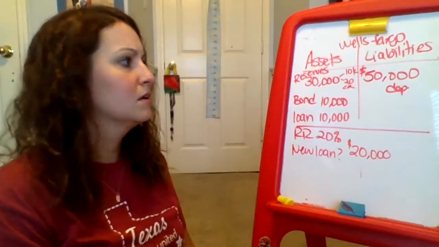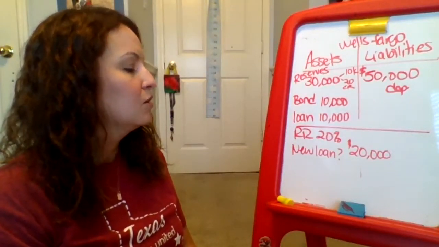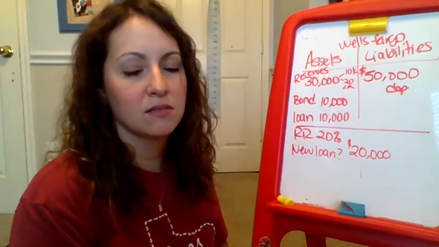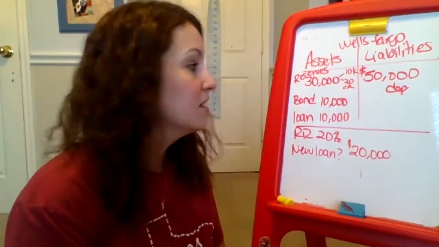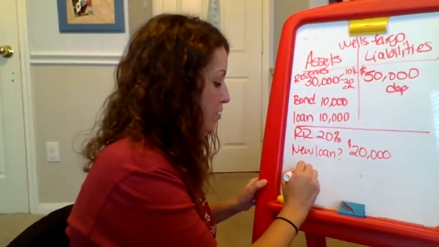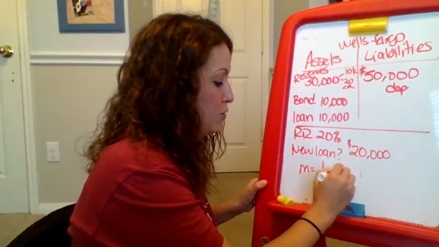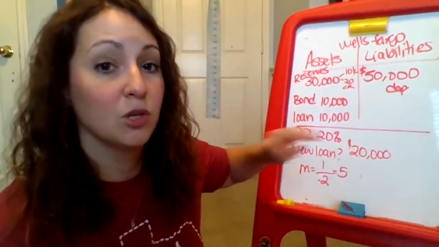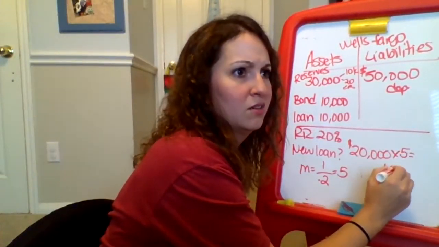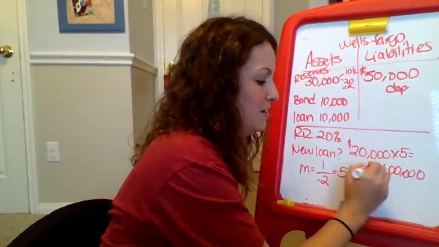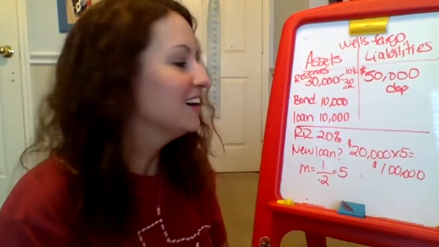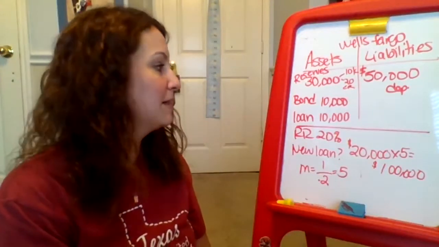If it said, what's the maximum change in money supply? Well, if they loan out $20,000 and the RRR is 20%, the money multiplier is going to be 1 over 0.2, which is 5. So it's that 20,000 that you would loan out from excess reserves times 5, and that would be 100,000. I'm dumb. Sometimes I'm dumb. Okay, so that was one bank balance sheet.